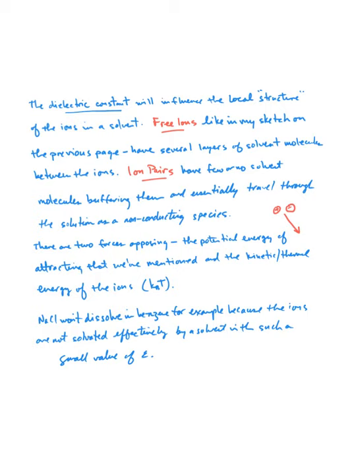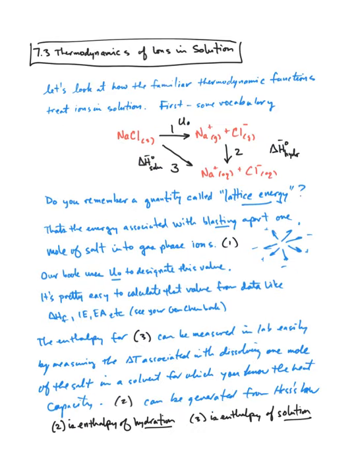The potential energy of the attraction that we just mentioned, basically that capital F term, that Coulombic force of attraction. Alternatively, there's kinetic and thermal energy of the ions themselves. As long as something's not at absolute zero, it has motion, and the motion can potentially be driving these ions away from each other. Sodium chloride, for example, won't dissolve in benzene because the ions are not solvated effectively by a solvent with such a small value of epsilon. The benzene molecules don't really care to be near an ion.